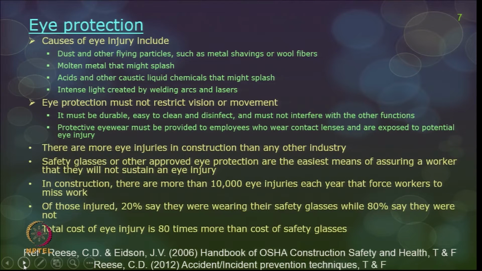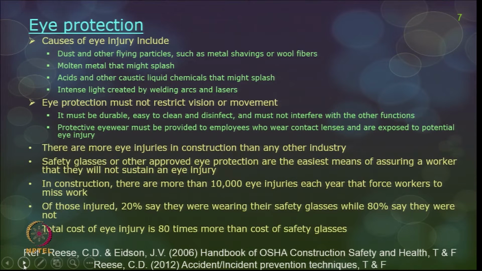The next is eye protection. So, the causes of eye injury: what all can create damage, or what are all the hazards to the eyes? Dust or any flying particles such as metal shavings or wool fibers, molten metal which can splash, especially when you are doing welding, you may be burning a metal and this molten metal can splash. Acids and other caustic liquid chemicals which can again splash, and intense light created by your welding arcs and lasers can be really dangerous to the eyes.